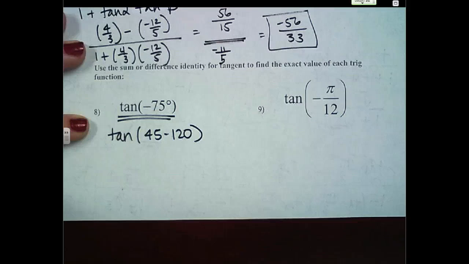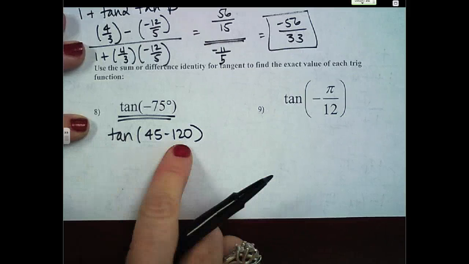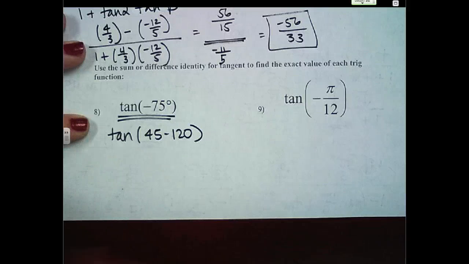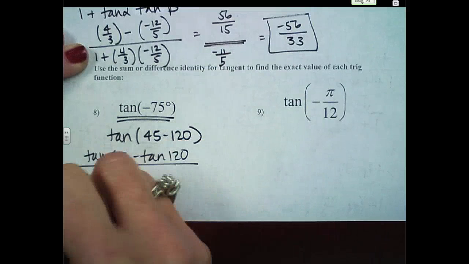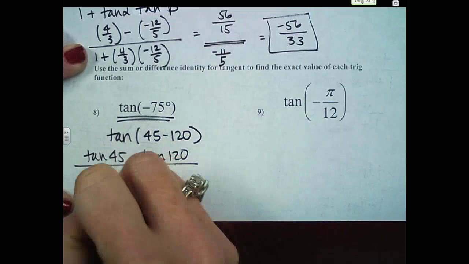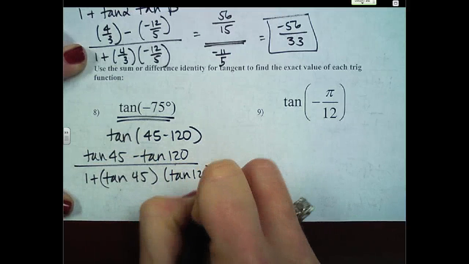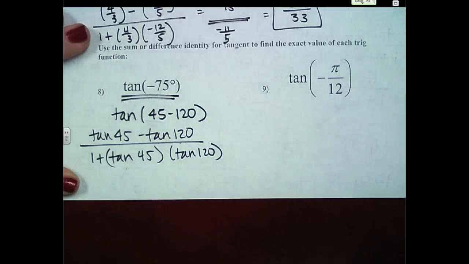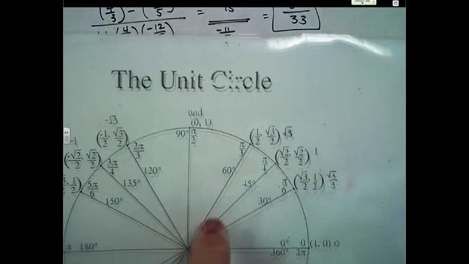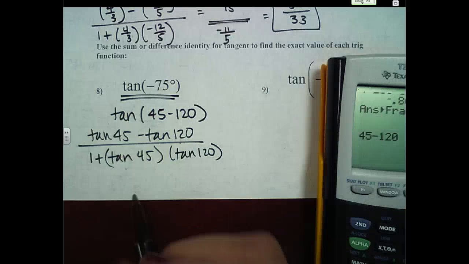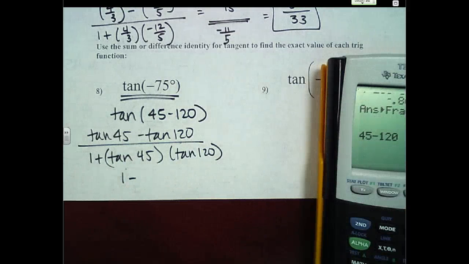So 45 minus 120. It's written down in condensed form, so we're going to expand it. So tangent of 45 minus tangent of 120 over 1 plus tangent 45 times tangent 120. Use your unit circle and find each value. So tangent at 45 is 1. So you're going to write 1. What's tangent at 120? Watch your signs. Negative root 3.